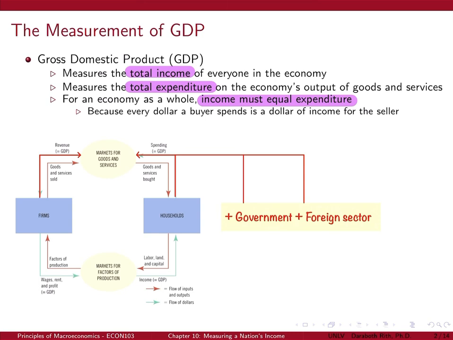We also revisit the circular flow model from Chapter 2. This model illustrates the interactions between households and firms within a closed economy. Households are buyers in the goods and services market and sellers in the factors of production market. Conversely, firms act as sellers in the goods and services market and buyers in the factors of production market.